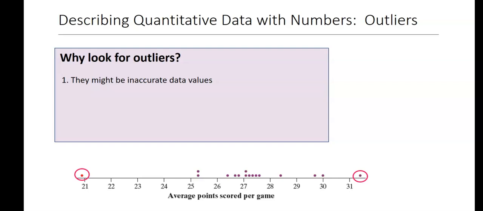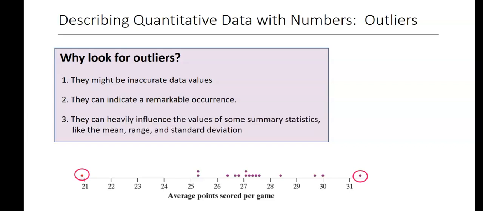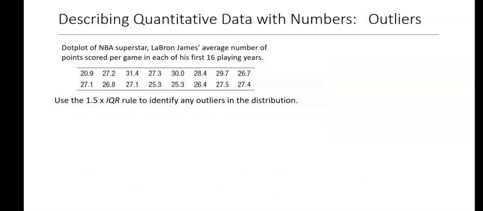So they may be inaccurate data values. Sometimes that happens. Sometimes we just type in the wrong number. They could be some kind of remarkable occurrence one way or the other, right? So those are always interesting. And outliers have a big influence on mean and range and standard deviation. So all those are heavily influenced by an outlier. So let's make sure we understand it and that it's right and so forth.